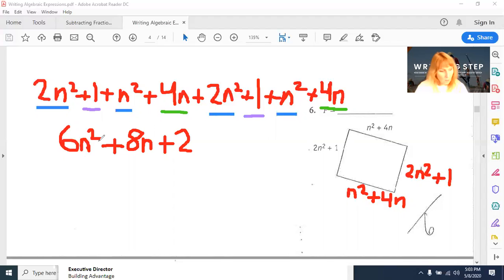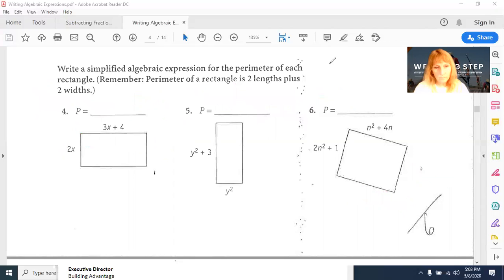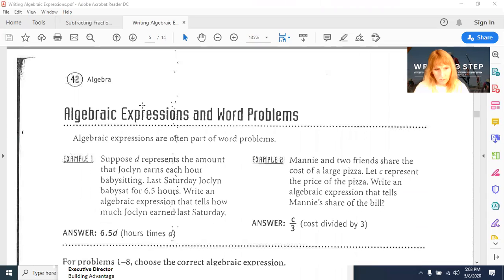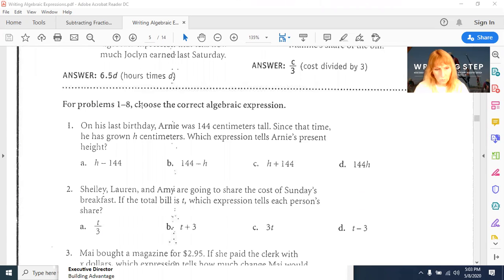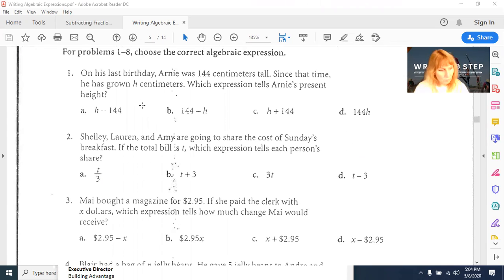Okay, let's go on from there. Give those a try at home. There's more to choose from there to work on. Let's go to simplifying an algebraic expression. Okay, you can read that on your own. Let's go right to some of the problems.